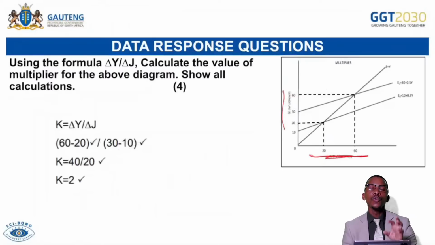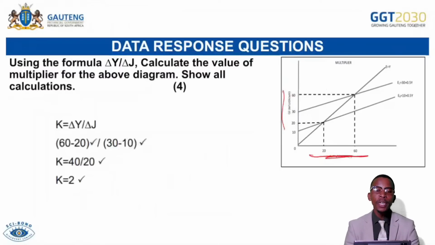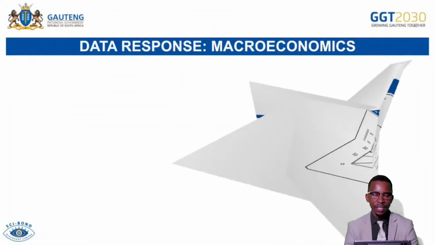Remember, ensure that you follow all steps as you calculate, because we no longer provide 2 marks for an answer. We give 1 mark for each step until you get your 4 marks. So ensure that you provide all steps. You don't skip any step. You don't summarize, because you will be getting 1 while the answer is correct.